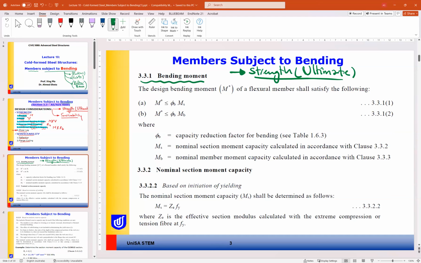Similar to hot rolled steel, the design or the applied moment should satisfy two conditions in these two formulas, 3.3.1.1 and 2. These formulas are M* should be less than or equal to phi_b M_s and phi_b M_b. Here in the cold formed steel, they give the subscript b for bending. M_s, what is M_s?